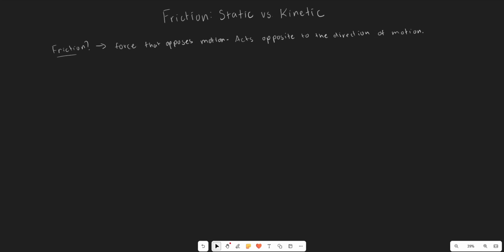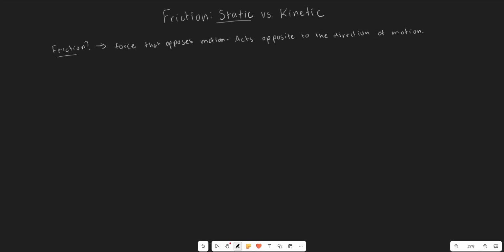So there are two kinds of friction that we're going to learn about. First, static friction, which prevents motion from happening. And there's kinetic friction, which opposes an object's motion when it's moving. So what is static friction?